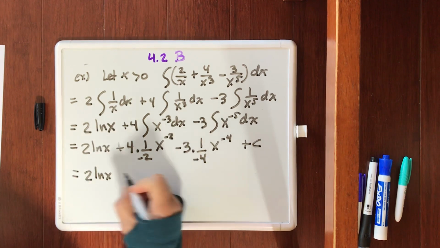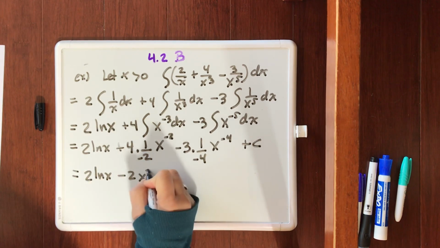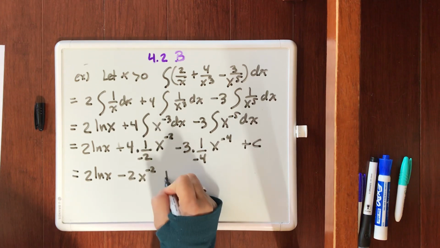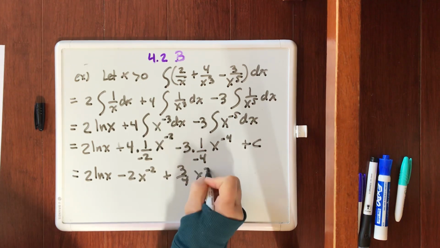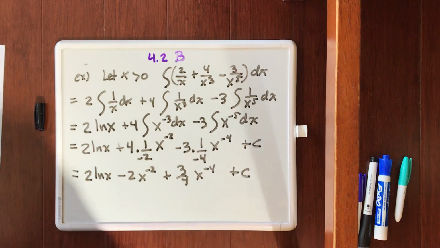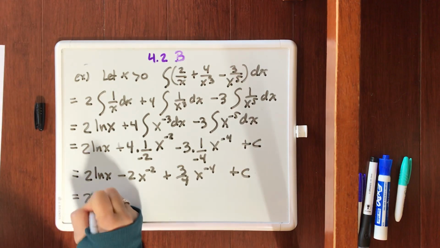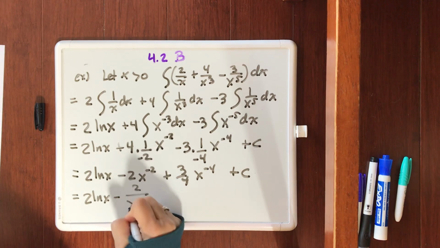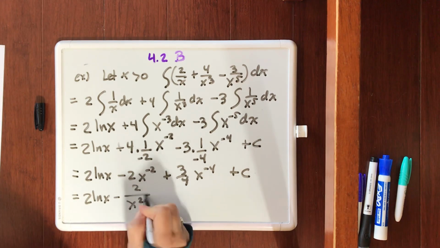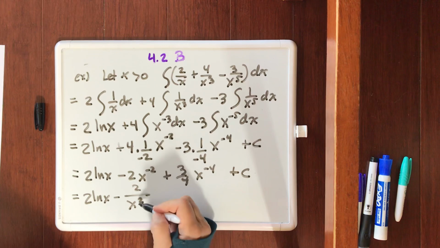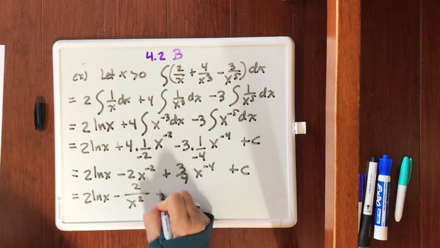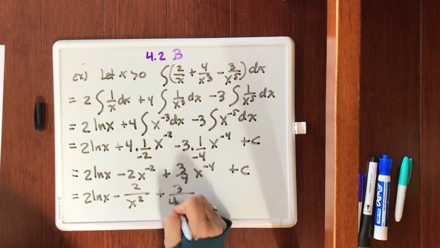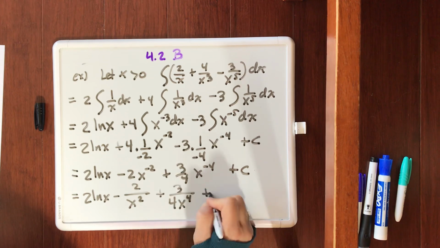2 ln of x minus 2 x to the negative 2 plus 3/4 x to the negative 4th plus c. And if we want to continue, we can get rid of those negative variables by putting them in the denominator, positive. Okay, keep going. X to the 4th plus c.